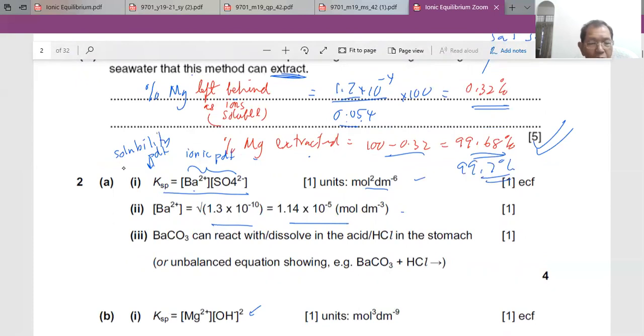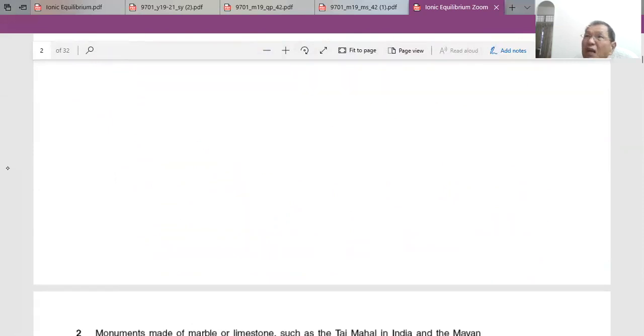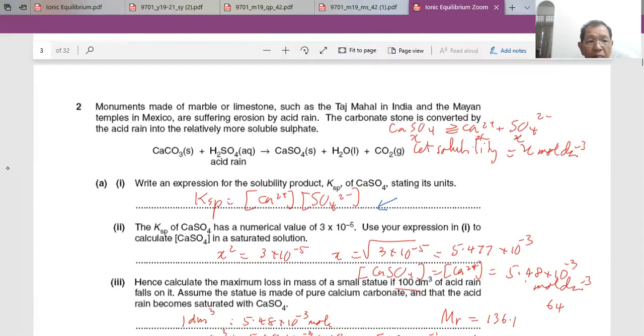Okay, so go back and go through it. This is how it comes up. Okay, let's do one more. Monuments made from marble or limestone, such as the Taj Mahal in India and the Mayan temples in Mexico, are suffering erosion by acid rain. The carbonate stone, because limestone is converted by acid rain to relatively soluble sulfate. So the calcium carbonate is more soluble. Okay, so limestone dissolves, come up with an expression for calcium sulfate.